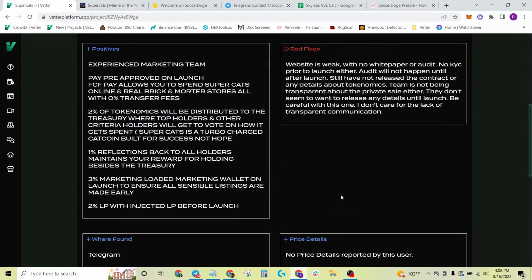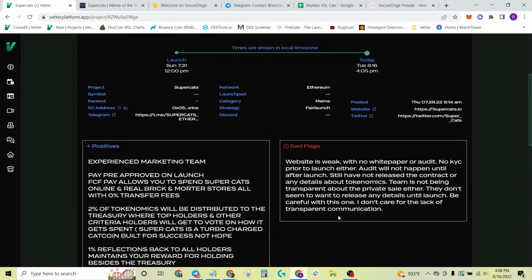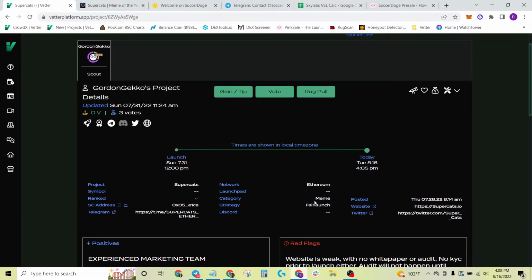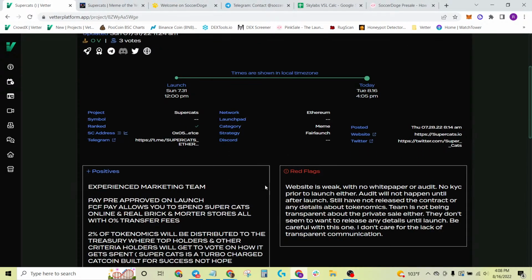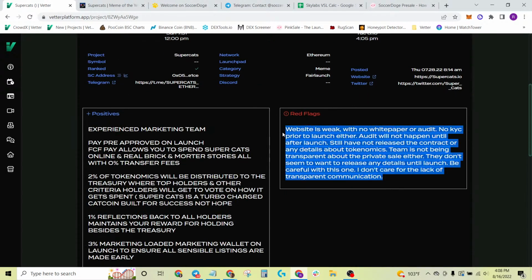We looked at this project. We all laughed, kind of like the emojis in chat. We laughed at it and we said, oh, this is a hard pass. Because of the way that website looked and because of what Gordon Gecko said, it was like, hey, I don't know if we should look at this anymore.